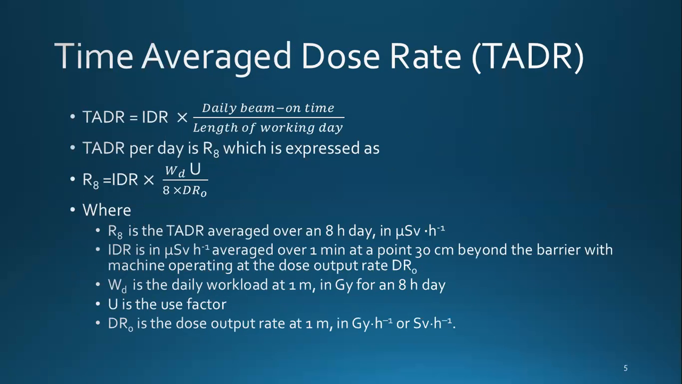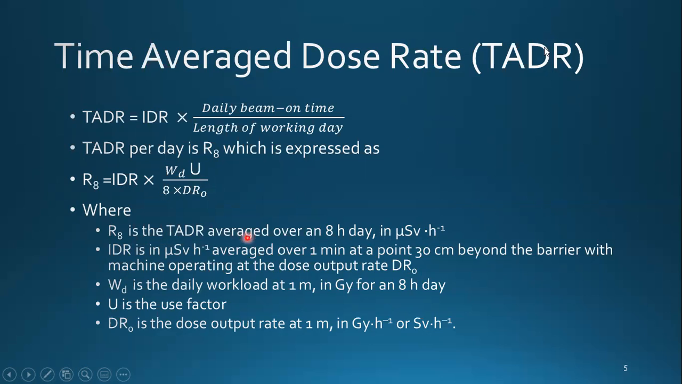Let us look at a little more closely now. TADR is equal to instantaneous dose rate times daily beam on time divided by length of working day, which is usually 8 hours. TADR per day is referred to as R8, which is expressed as IDR times workload for that particular day and use factor divided by 8 times dose rate.